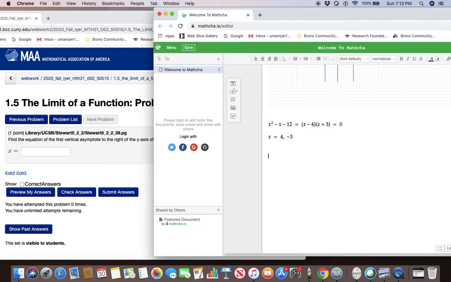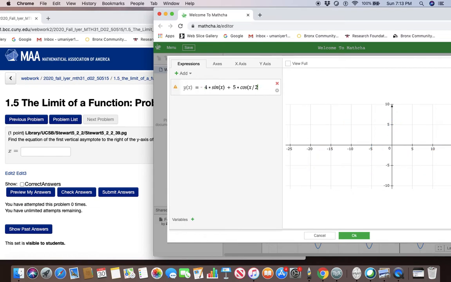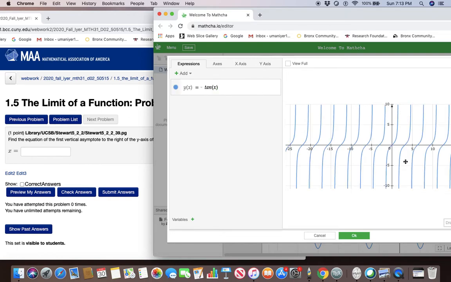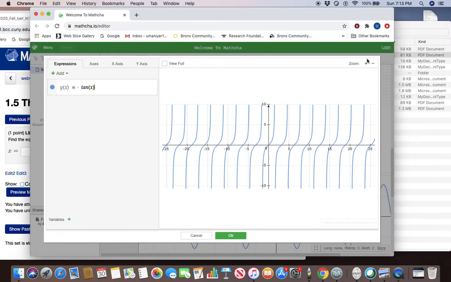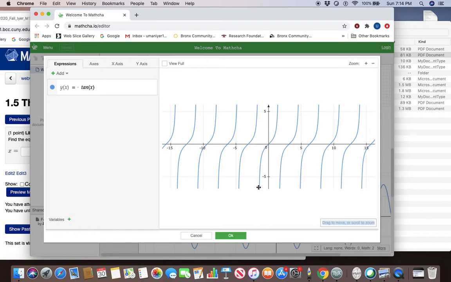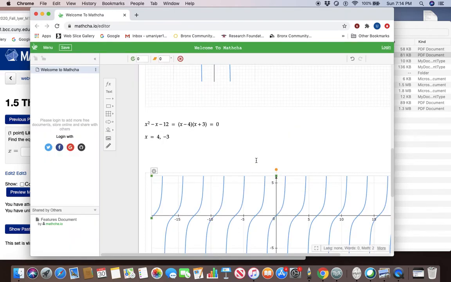First, let's draw the graph of tan so you have a feeling for how it looks. Tan of x keeps going to infinity. You see, it's a repeated picture. It has a period of pi. So from negative pi over 2 to pi over 2, then pi over 2 to 3 pi over 2, and so on. The first vertical asymptote for tan on the right is when x is pi over 2.